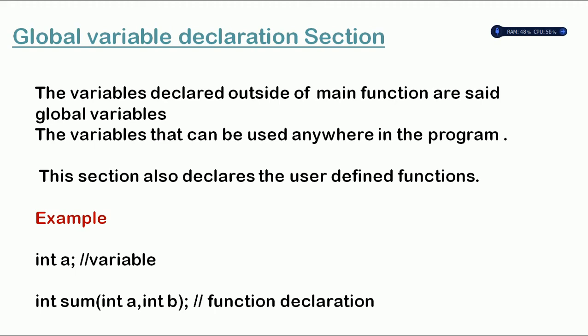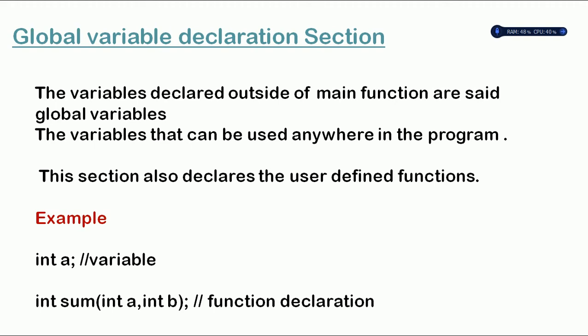See, the variables declared outside of your main function are said to be global variables. So simply we can declare the things before your main function, and then they are said to be global variables. These are variables that can be used anywhere in the program, and this section also declares the user defined functions. Later you will discuss the subfunctions, that is, the subprograms. In this last section of the basic structure of C programming, before I define the user defined functions, I need to declare them in this section.